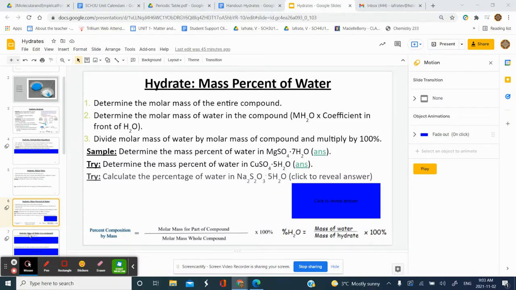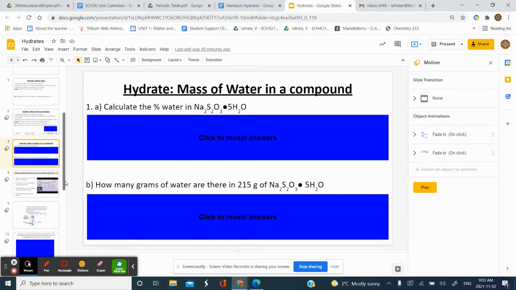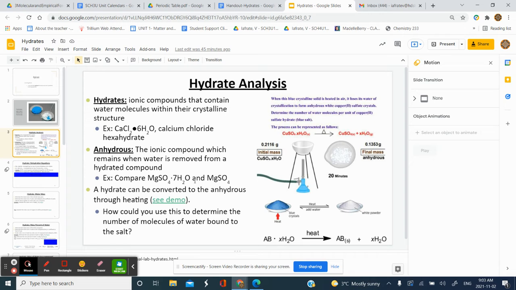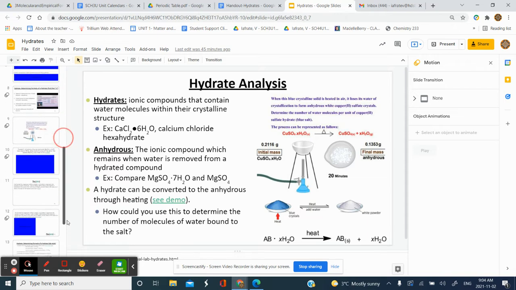In this video, we're going to do some hydrate analysis problems, so lab style problems. I highly recommend you watch the demonstration on the Hydrate Lab so you get a general sense of what it looks like. It's basically this picture here where we heat up a hydrate. We first weigh the hydrate, then we heat it up and remove all the water, and we reweigh it and see how much water was lost in that process. We can use that with some math skills to figure out how many waters were attached to our hydrate to begin with. And that's the whole purpose of what we're going to do now.